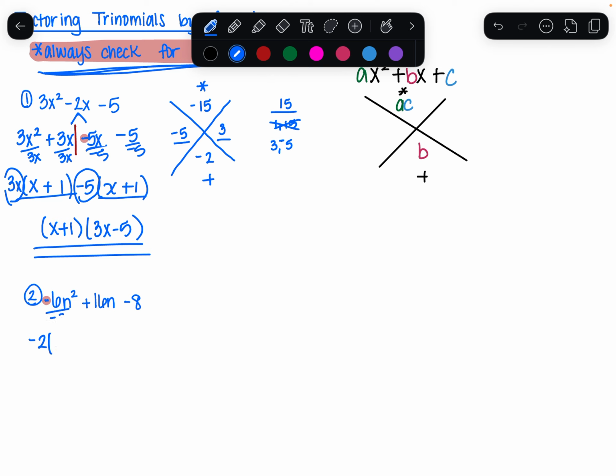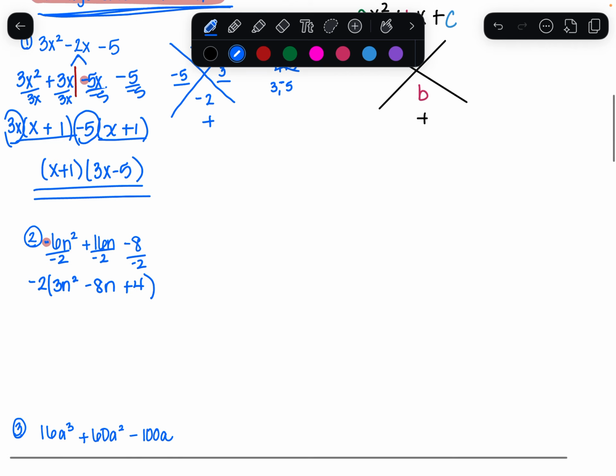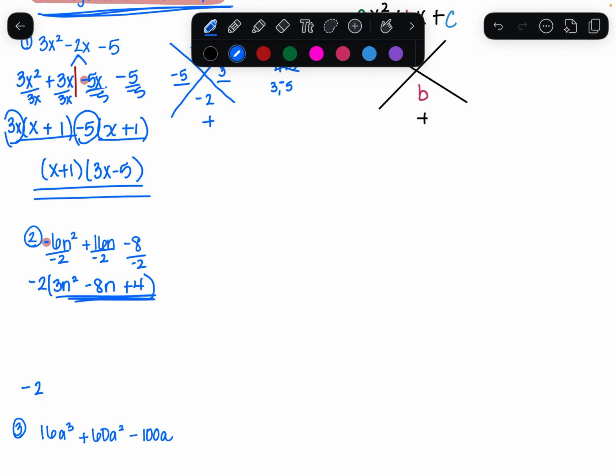Divide this term by negative 2, you get positive 3n squared. Divide this term by negative 2, and you get negative 8n. And divide this term by negative 2, and you get positive 4. So the negative 2, we're kind of done dealing with that, but sometimes we forget to put it in our final answer. So I'm going to go ahead and just rewrite it here at the bottom where I'm going to put the final answer, and then I'm going to just focus on this trinomial that I have here.